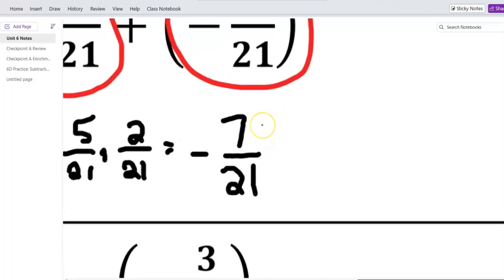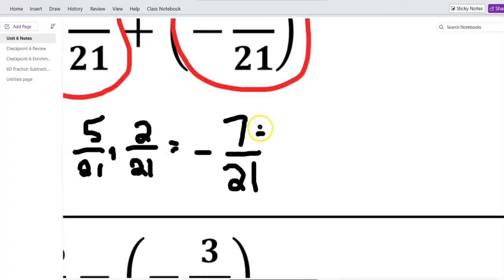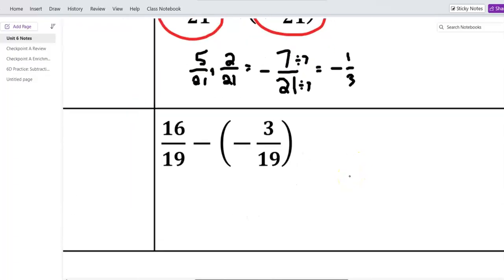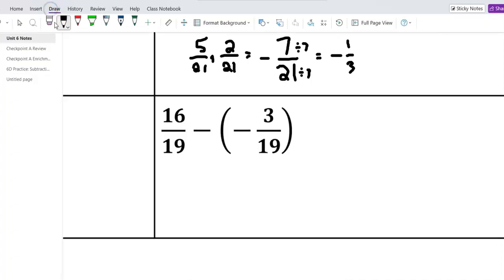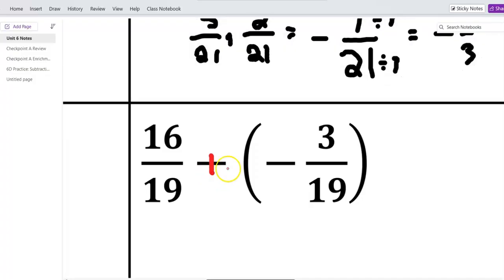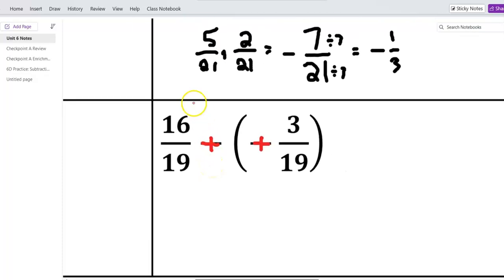And then we can also make sure that we reduce. So I can see that 7 and 21 can both be divided by 7. So this is going to be negative 1/3. Negative 1/3. Down here, remember I said we got something special to do here. Hopefully we notice we have a minus and a negative. We need to bloop this or add the opposite. Do a little KAO. And now we can circle the number and the sign in front of it.